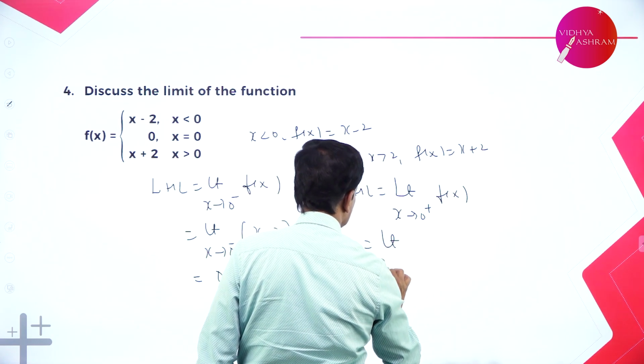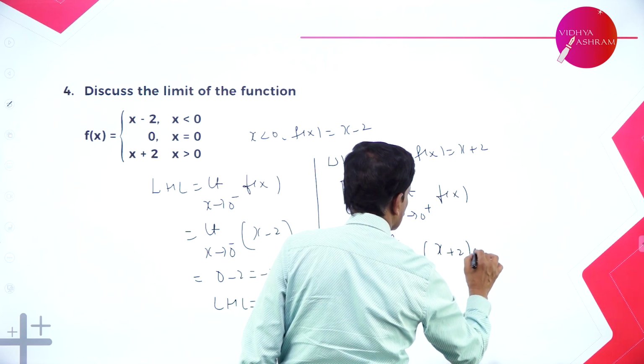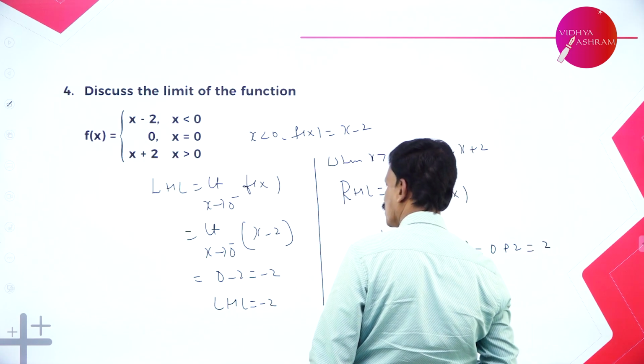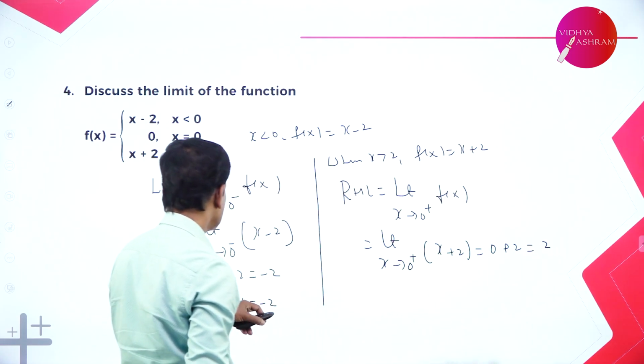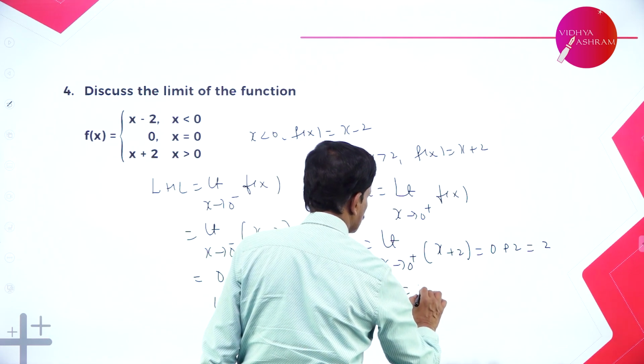This is equal to limit x tends to 0 plus, what is f of x? x plus 2. That's equal to, x is equal to 0, 0 plus 2 is equal to 2. So here x is equal to minus 2, here x is equal to plus 2. So the right hand limit is equal to plus 2.